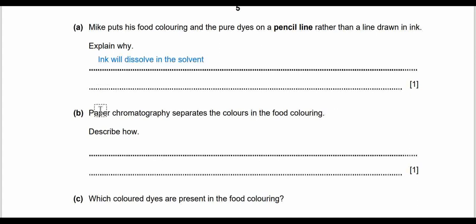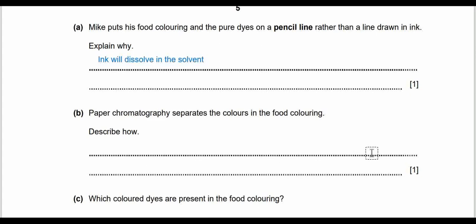Next, question B. Paper chromatography separates the colors in the food coloring. Describe how. 10 seconds.